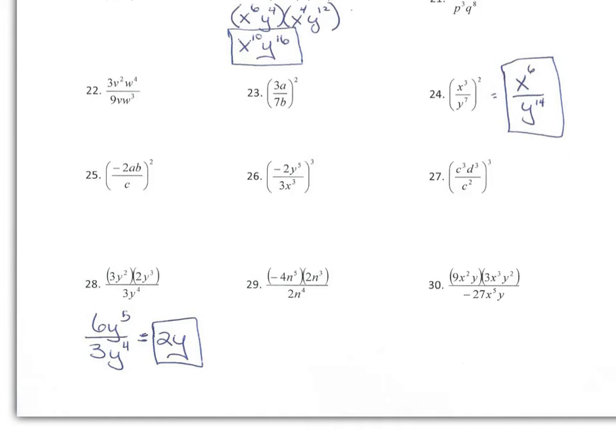She's playing. And now all I have to do is reduce this fraction. 6 divided by 3 is 2. y to the 5th divided by y to the 4th. I'm dividing, so I subtract exponents. 5 minus 4 is 1. I did not put the 1 there. It's just 2y. Okay, moving on to the last page now when you're set.